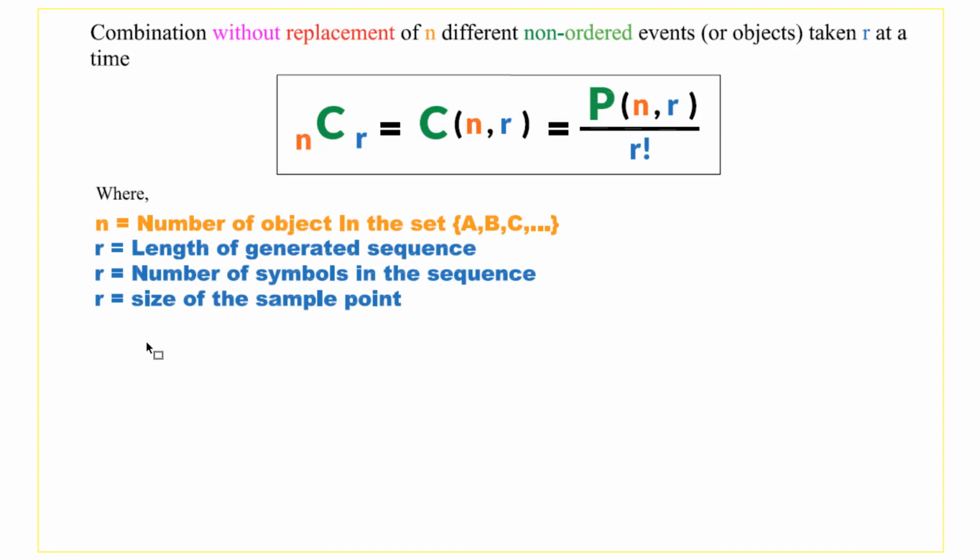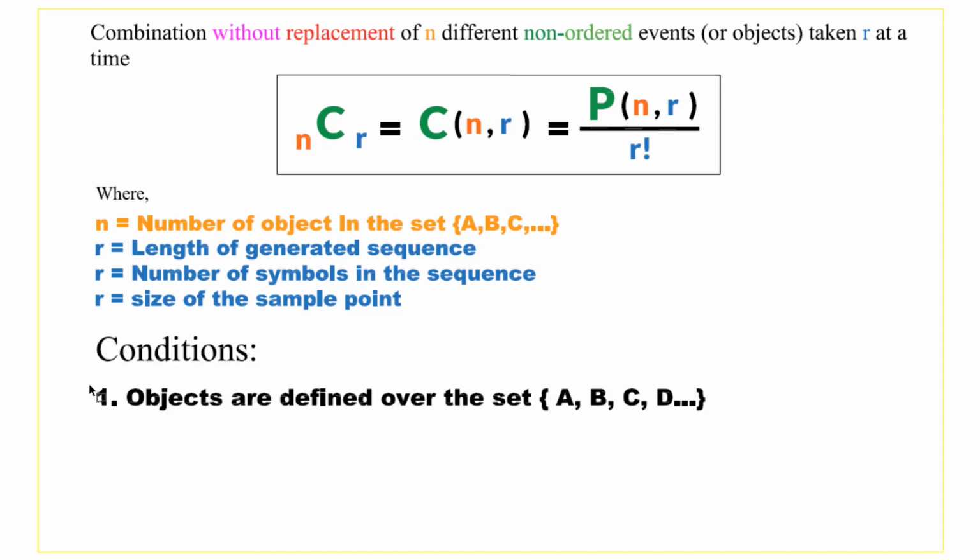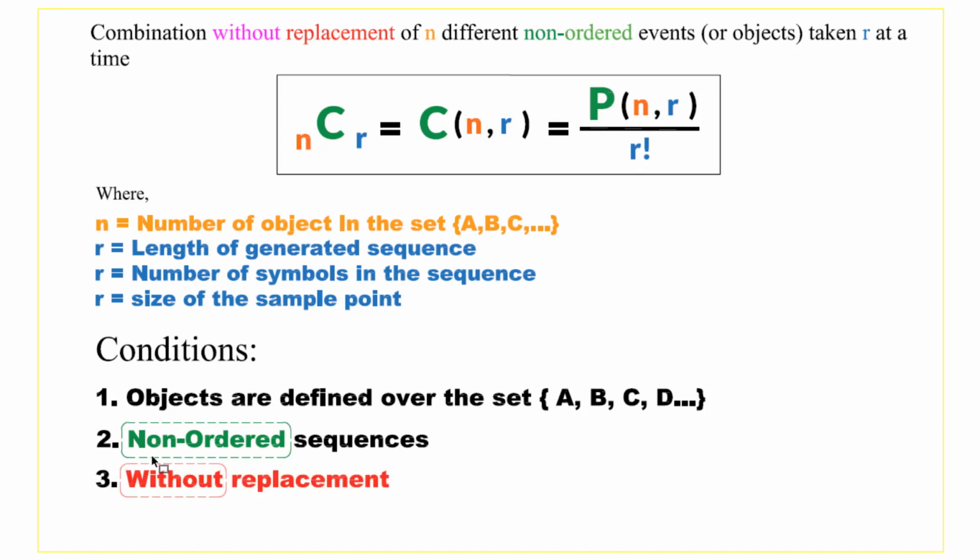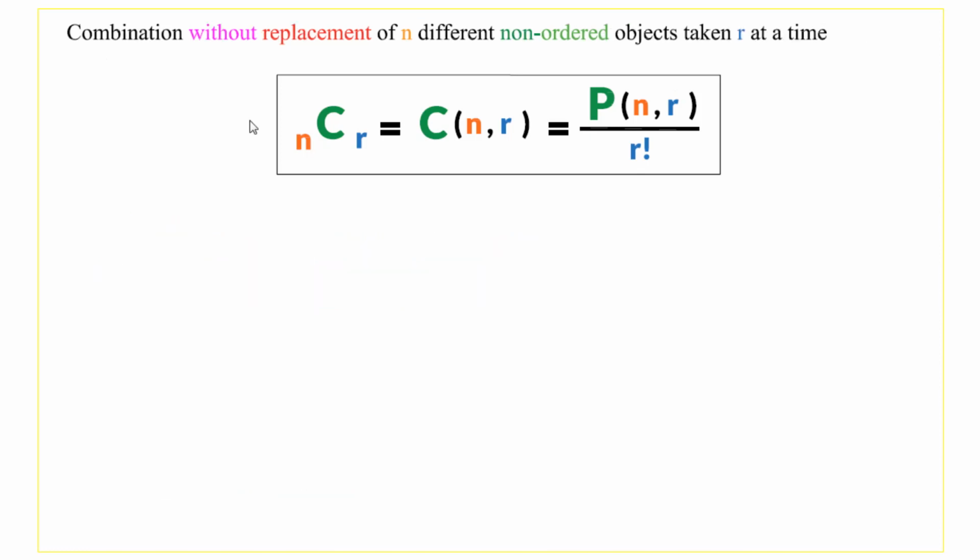Now what are the conditions to apply this formula? Conditions are: number 1, objects are defined over a set, so not a multi-set or a list, and the objects in the sequence are not ordered. There is disregard for order here, and we are withdrawing without replacement. So what does without replacement mean? It means the letters or the objects in the sequence are not going to be repetitive. So now we are going to investigate the range of r.